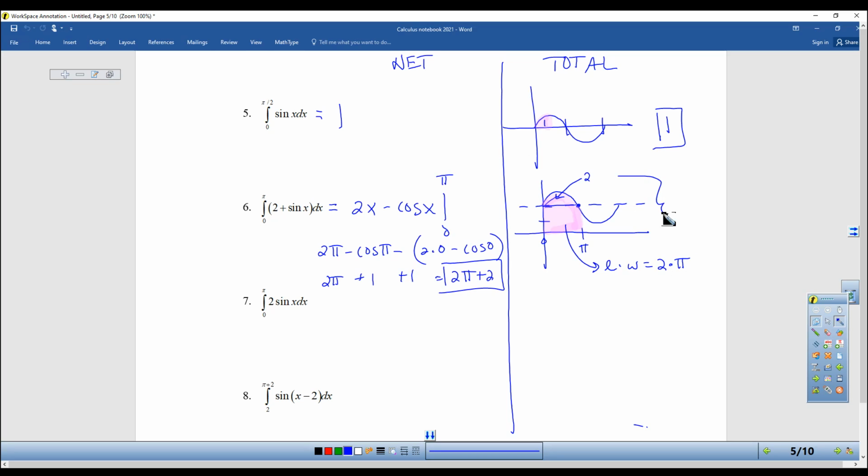Add them together, and I get 2 plus 2 pi. Some people are going to do it graphically, and some people are going to do it algebraically. It doesn't matter to me. What matters is that you can make the graph and then say, okay, it's all above the x-axis, so the integral is going to work. If it goes below the x-axis, the integral won't work.